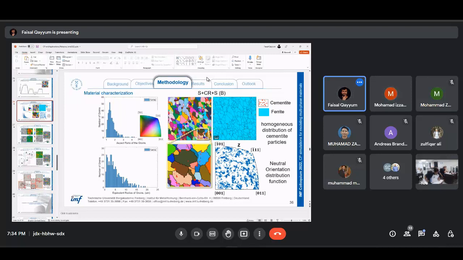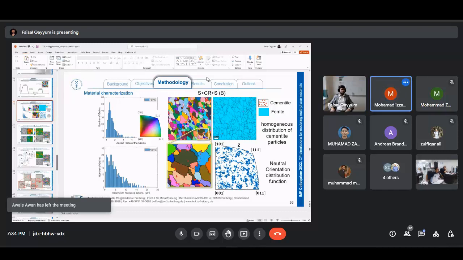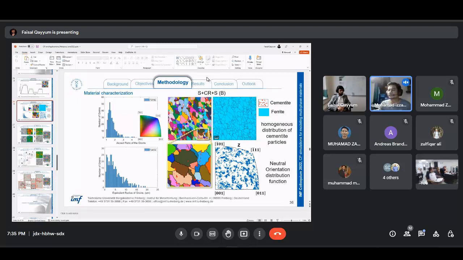I see. So you're using MTEX? Yes, but there are many others. There are also tools which come with EBSD software, EBSD devices. There is also HKL Channel 5, which is a commercial software also used for this kind of analysis. But in our case, we just used MTEX. Any other questions?